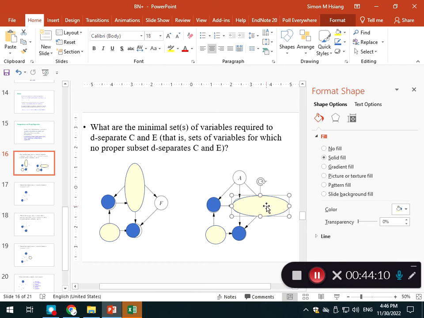Anybody agree? B is no escape. You have to block it no matter what. Anybody agree with this one and say that, well, if I block D and F, I also block the whole thing? Agree or disagree?